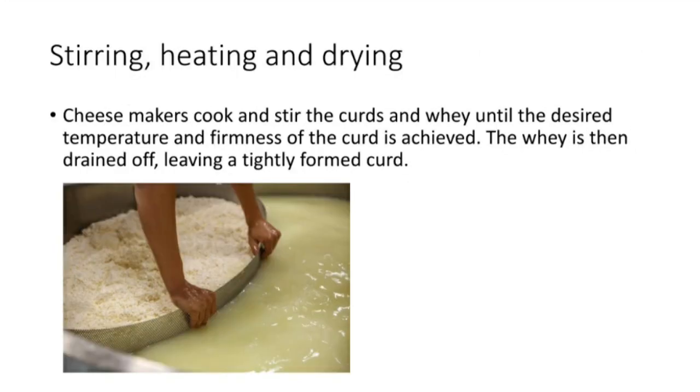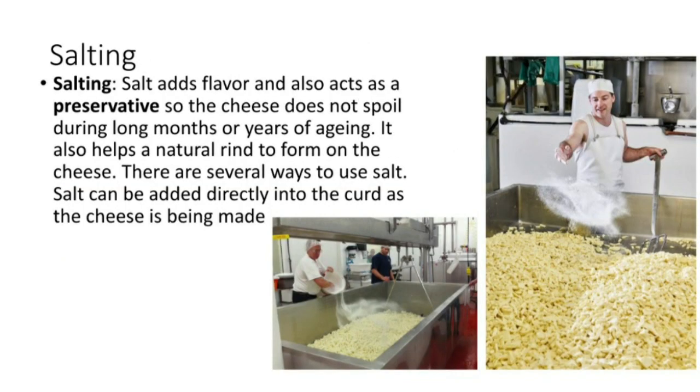Then stirring, heating, drying. Cheesemakers cook and stir the curds and whey until the desired temperature and firmness of the curd is achieved. The whey is then drained off, leaving a tight, firm curd. The next step is salting. Salt adds flavor and also acts as a preservative so the cheese does not spoil during long months or years of aging. It also helps a natural rind to form on the cheese.